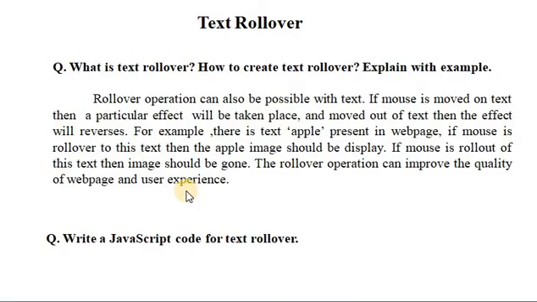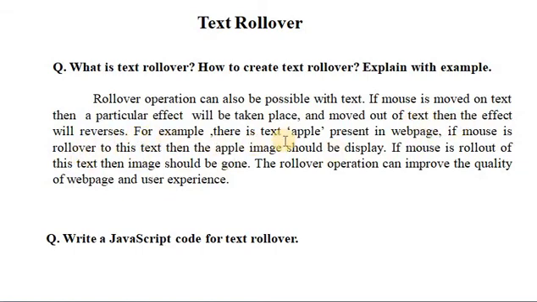Next point is text rollover. What is text rollover? How to create text rollover? Explain with an example. This is the question related to text rollover. Rollover operation can also be done with text. If the mouse is moved on a text, then a particular effect will take place, and on mouse out of the text, the effect will reverse.